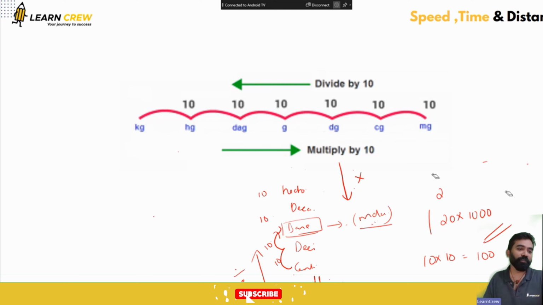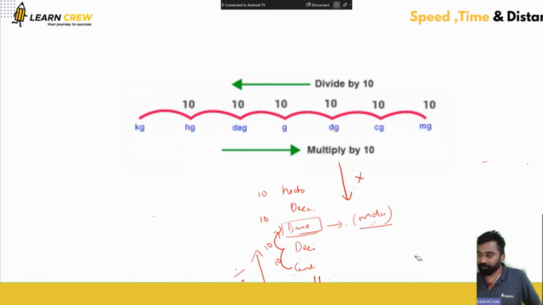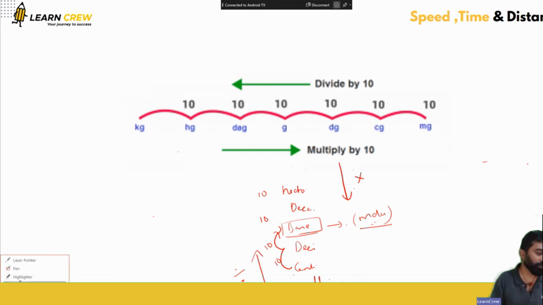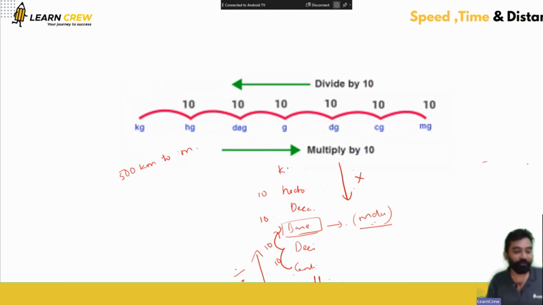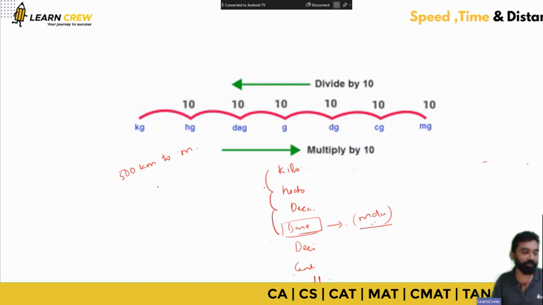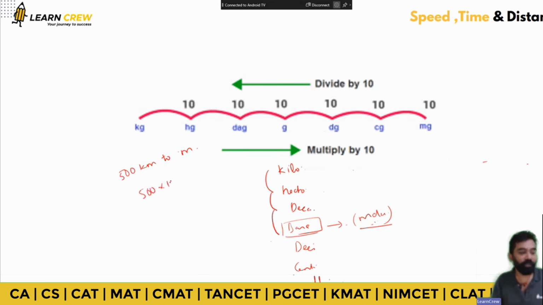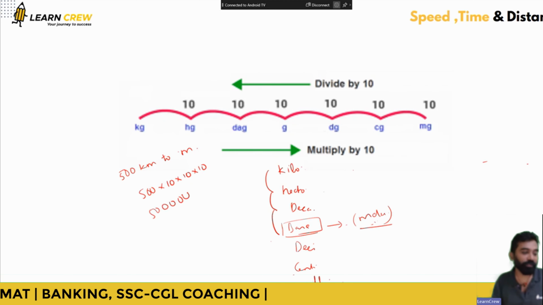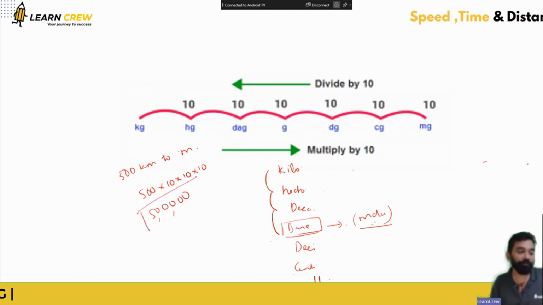Okay, 500 kilometers to meter. This is multiplication. Now, what's the answer? 5 lakh. From kilo to meter, 1, 2, 3 steps. So 500 into 1, 2, 3 steps. So 3 zeros you're going to add extra. It is going to be 5 lakh meters.